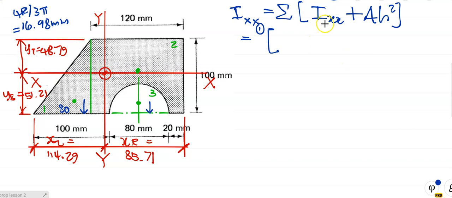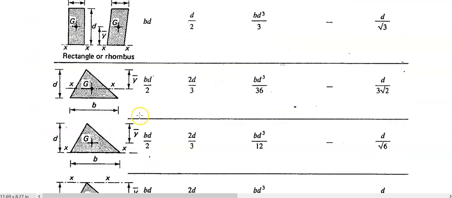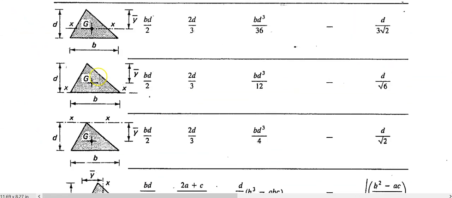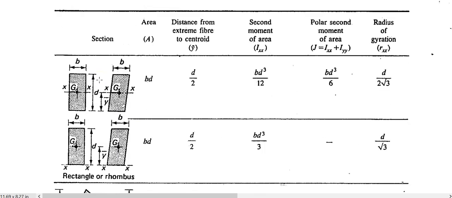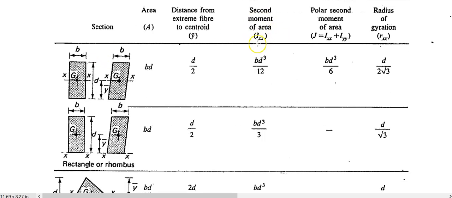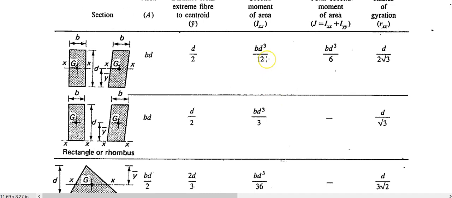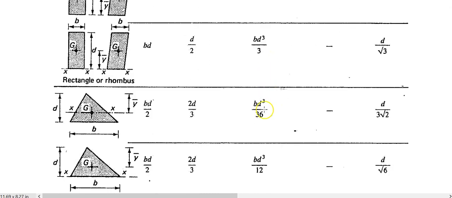Right, people. We need the second moment of area for a triangle. For the rectangle, we know it is BD cubed over 12. But for a triangle, as I said in the previous lessons, we are concerned with the top of the four triangles. So for the second moment of area, there's the column, and going down it is BD cubed over 36. Can you see the difference? Rectangle BD cubed over 12, and the formula for the second moment of area of a triangle is BD cubed over 36.